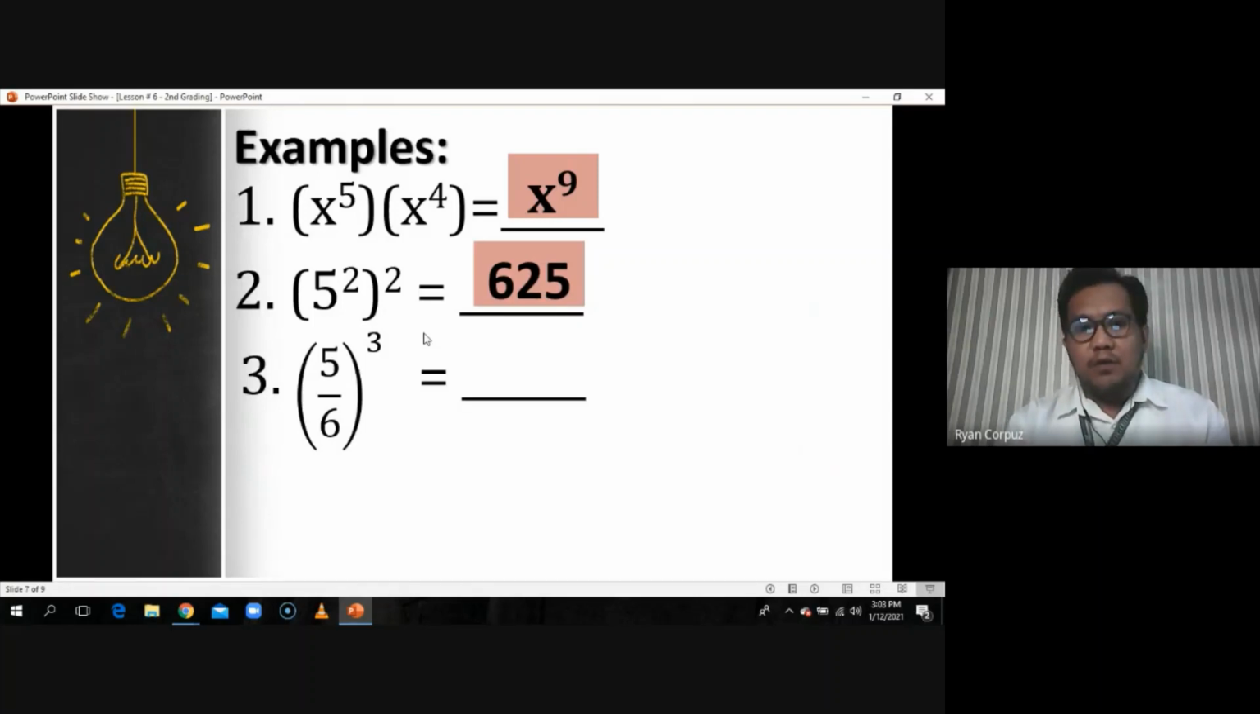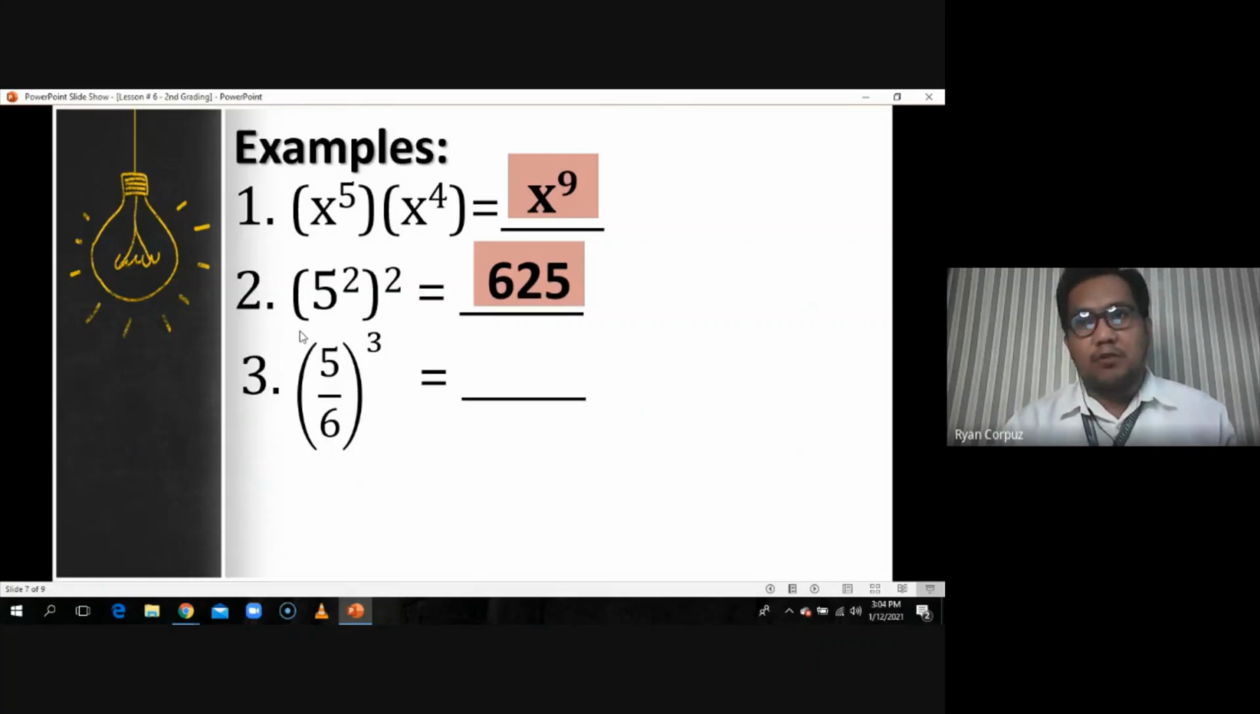So sabi doon, when you do have a given fraction that was raised to an exponent, all you have to do is you just simply distribute the exponent on both numerator and denominator of it. So pag distribute natin siya, magiging 5 raised to 3 and 6 raised to 3. But again, just like example number 2, we do have here a base which is a constant. So that means when your base is a constant and it was raised to an exponent, that means we still need to simplify it. So meron kang 5 raised to 3.